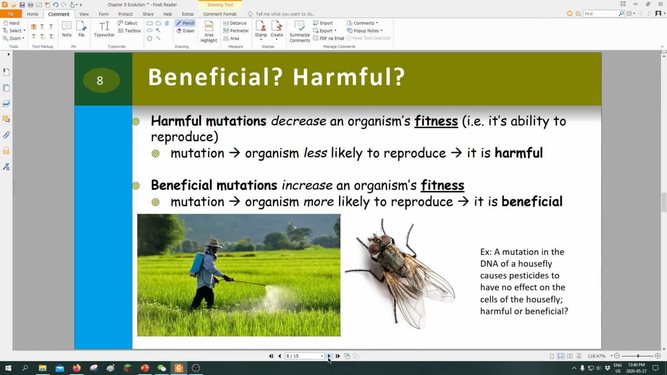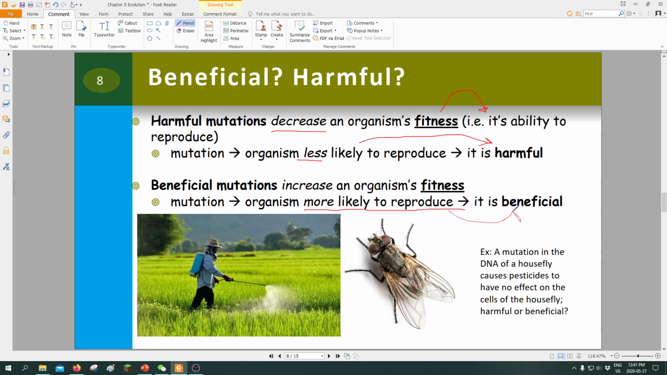All right. So how exactly do we measure the benefit or harm of the mutation? You might already understand this, but we're just going to put it into more specific words. Mutations are harmful if they decrease an organism's fitness. And fitness is a specific biology term where we use it to describe the ability of an organism to reproduce. Okay? So if a mutation makes it so that the organism is less likely to reproduce, we would say that it is harmful. The other end of this is also true. A beneficial mutation will increase an organism's fitness, meaning it is more likely to reproduce, which means we would call it beneficial.